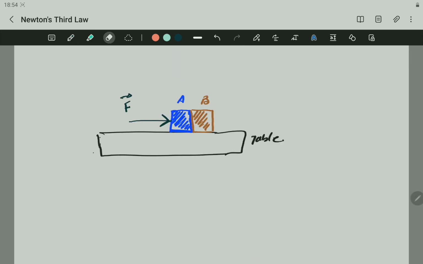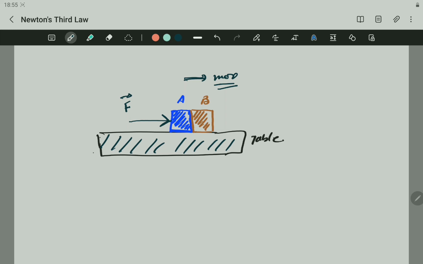Okay. So let's say this situation in which a force has been applied to an object A, but object A is together with an object B. So these objects are going to move to the right. So let's see. There are many objects. There is the table, there is block A, there is block B, there is a force applying on object A.